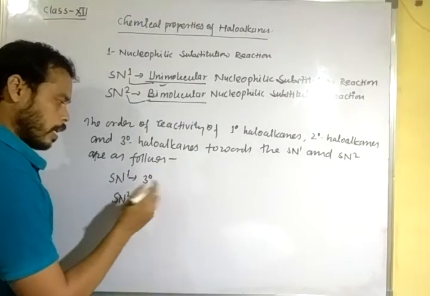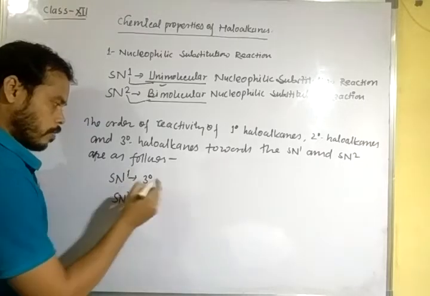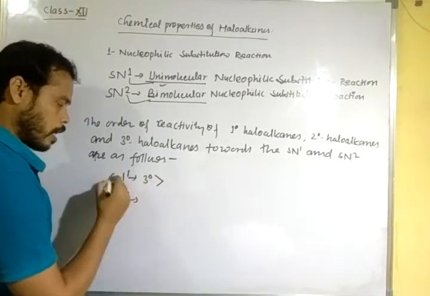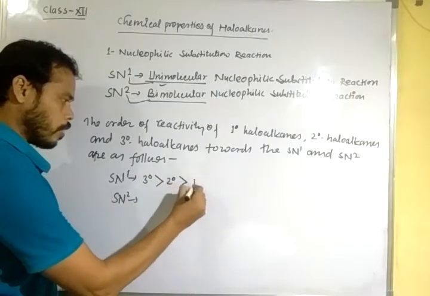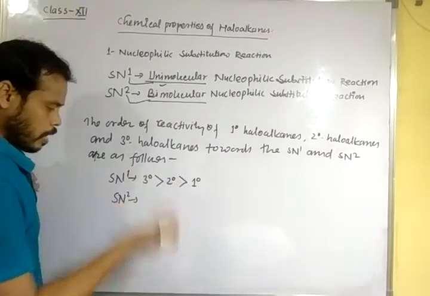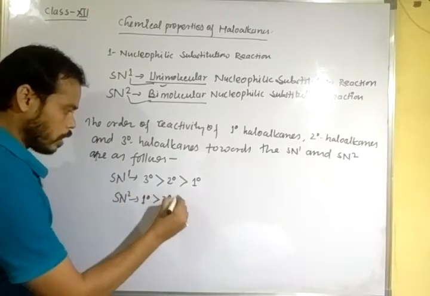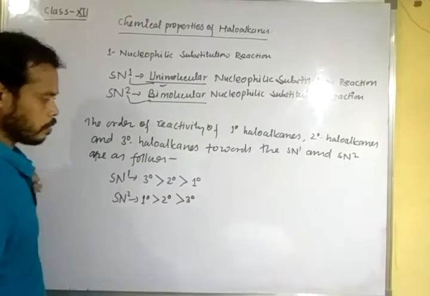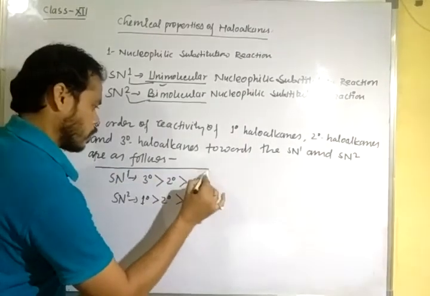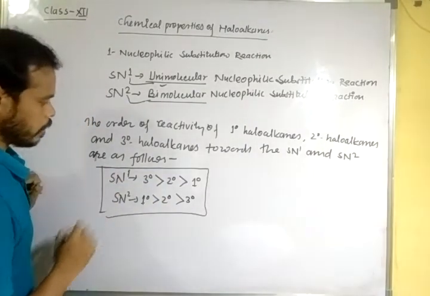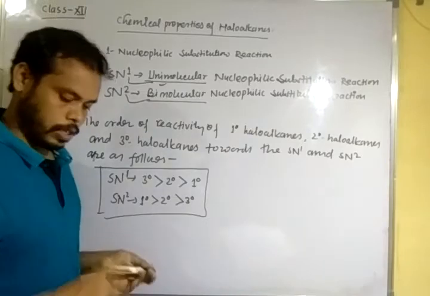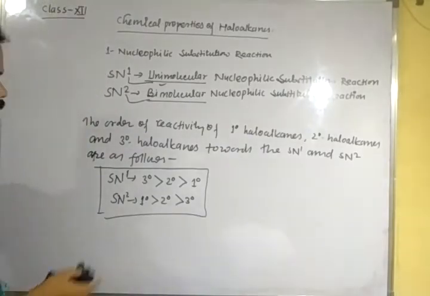A tertiary alkyl halide is more reactive toward the SN1 mechanism than secondary and then primary. And this pattern reverses in the case of SN2: primary, secondary and tertiary. Clear? Always keep this sequence in your mind, you can solve many problems.